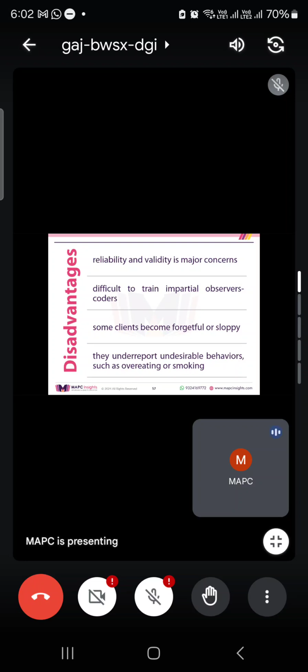Some clients become forgetful and sloppy, so they don't pay attention towards this. They forget to record. They underreport the undesirable behavior, the behavior which are not desired, so they will not report that. For example, smoking.